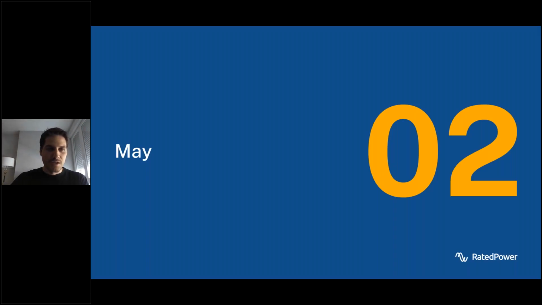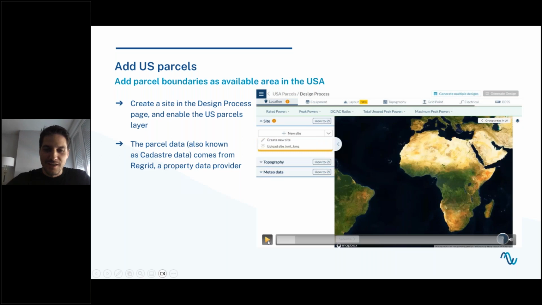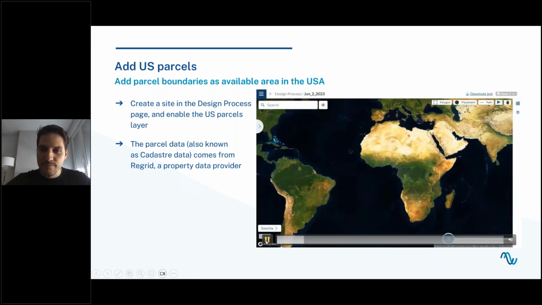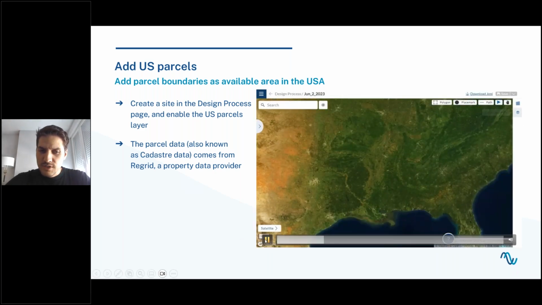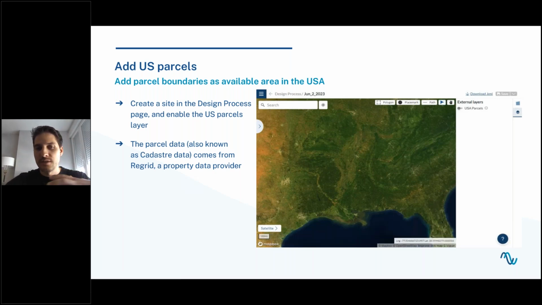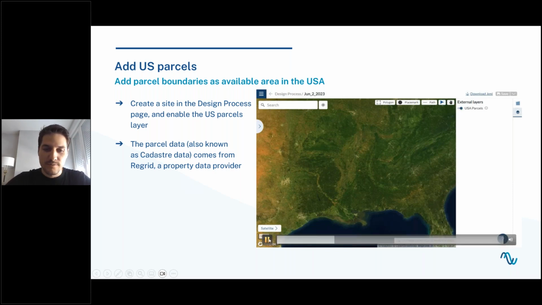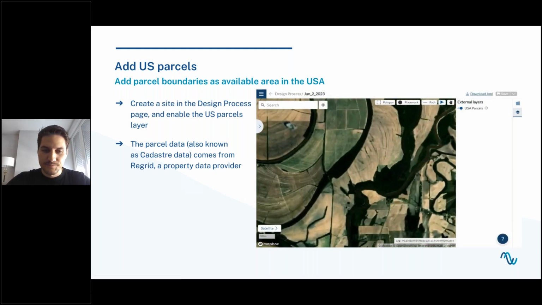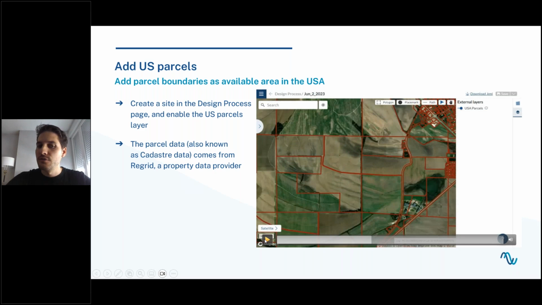Let's go to May. And in May, we integrated this parcels information for the USA. So if you want to design a PV plant in the United States, and you enter the interactive site creator, instead of uploading a KML file, you create a new site from PV Design, you will see this external layers section. So with external layers, you can activate or enable the USA parcels. So if you zoom in, you will see all the information from the USA parcels.